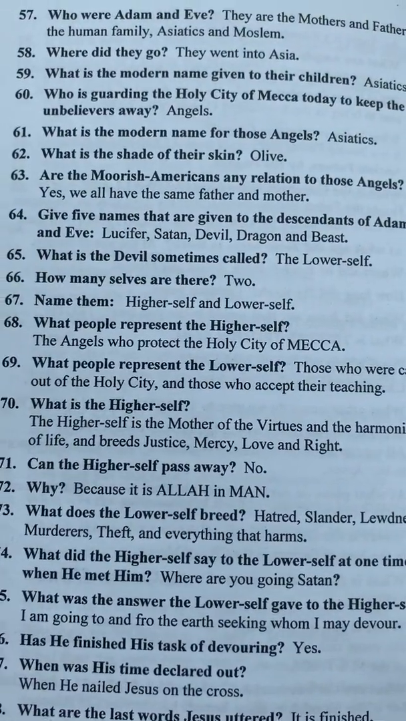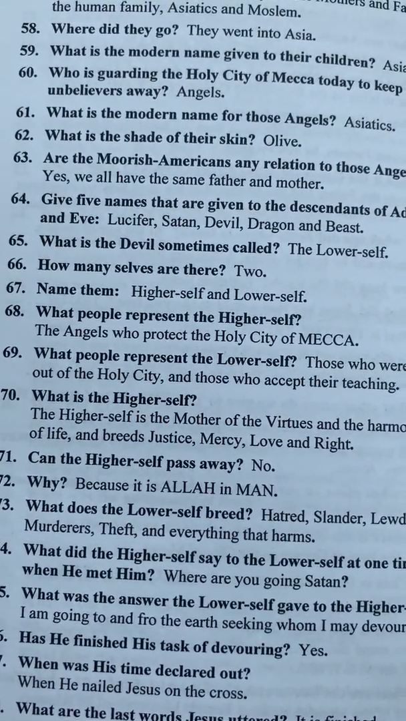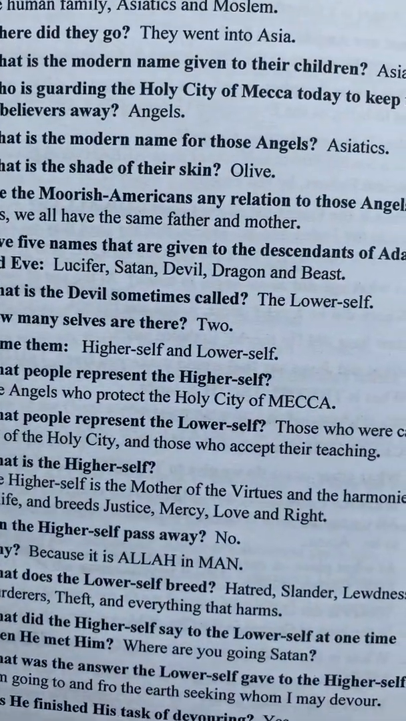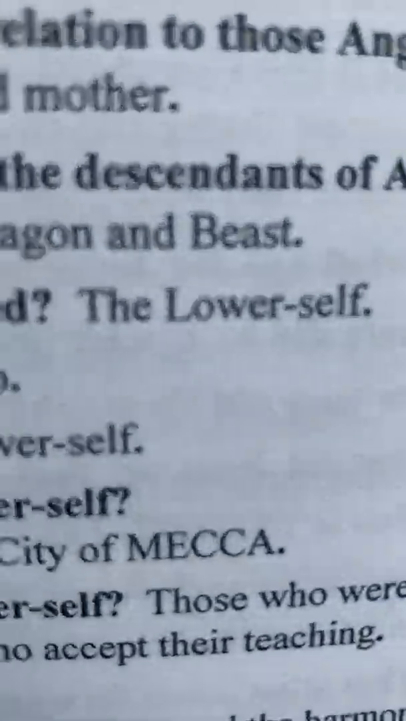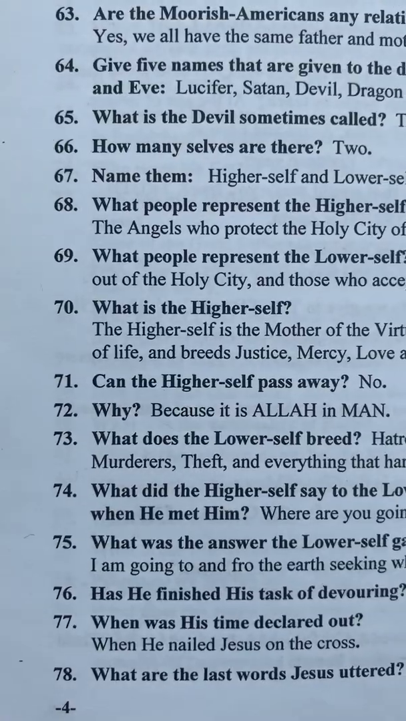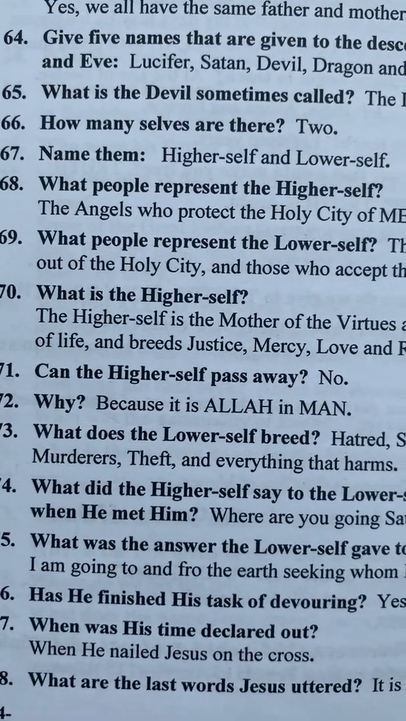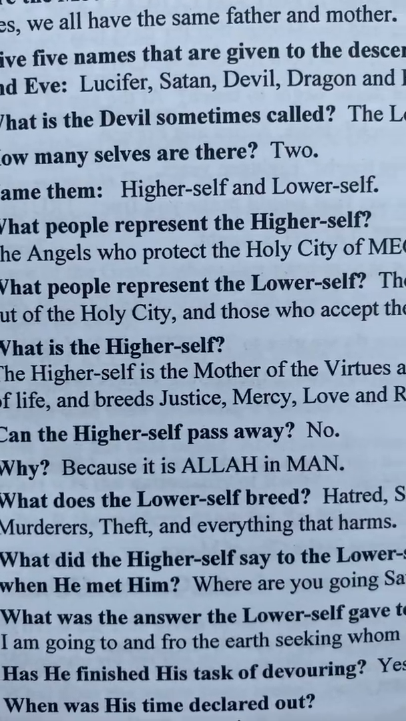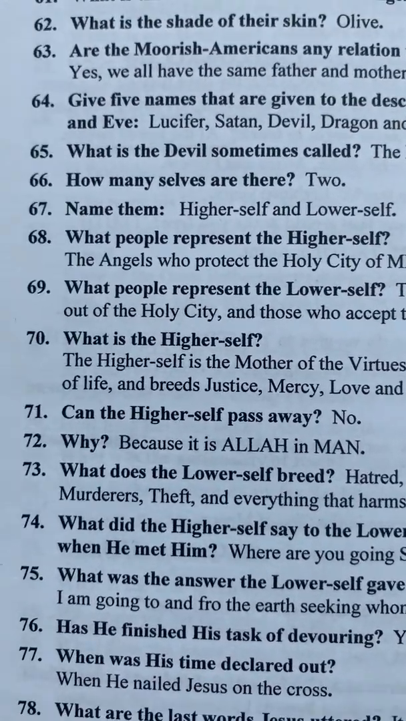Shoot. I know how to read like Kemet. Everything isn't spelled out just through the words. It's ways that this thing makes sense without having to do that. Like this. The beast is lower self. Okay, anyway. Lower self. Lucifer, Satan. What is the devil sometimes called? The lower self. Devil. Lower self. Lucifer, Satan, devil, dragon, beast. So it's all the same.